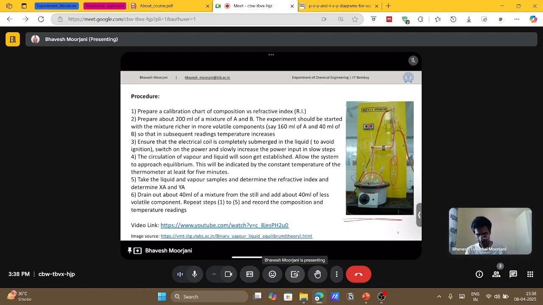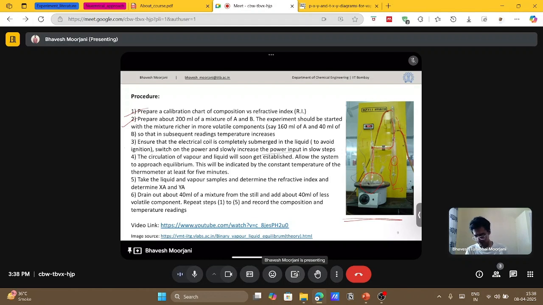So this is how the experimental procedure follows. First we prepare the calibration chart for the refractometer. Start with a mixture of A and B. So prepare about 200 ml of mixture A and B. Now experiments should start with a mixture which is richer in the more volatile component. So put that initial composition into our boiling flask. Ensure the electric coil is submerged in the liquid to avoid ignition. Switch on the power, so we start the heater.